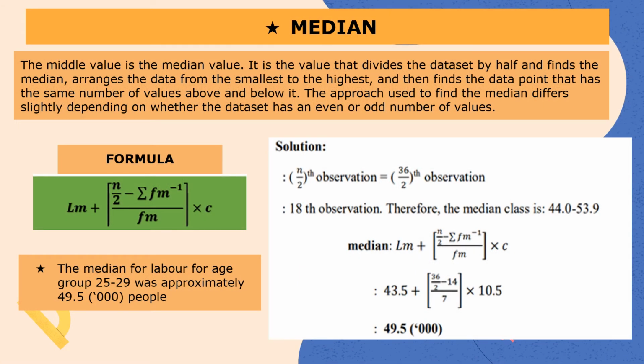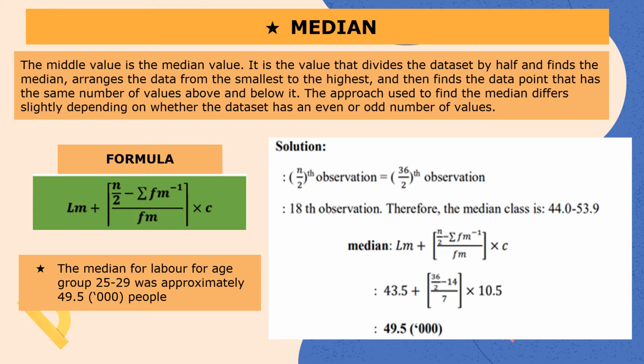Median. The middle value is a median value. It is a value that divides the data set in half. To find the median, arrange the data from the smallest to highest and then find the data point that has the same number of values above and below it. The approach used to find the median differs slightly depending on whether the data set has an even or odd number of values.